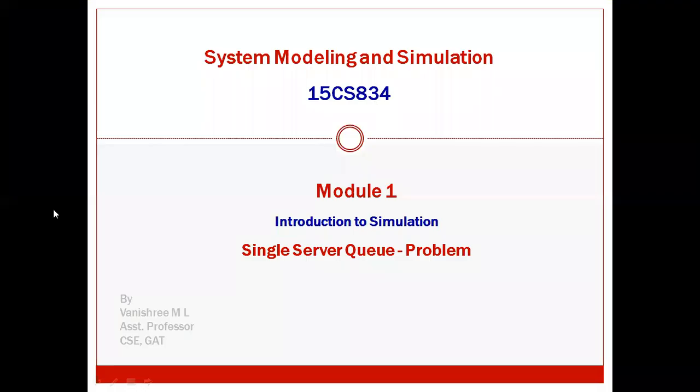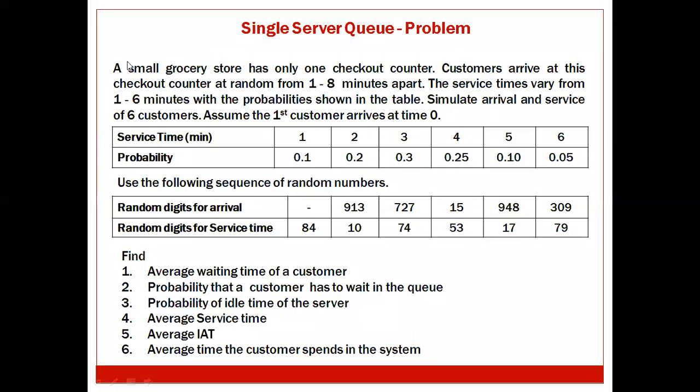Hello students, today in this video we will see a problem on single server queue. So the question goes like this: a small grocery store has only one checkout counter. Customers arrive at this checkout counter at random from 1 to 8 minutes apart. The service times vary from 1 to 6 minutes with the probabilities shown in the table. Simulate arrival and service of 6 customers. Assume the first customer arrives at time 0.